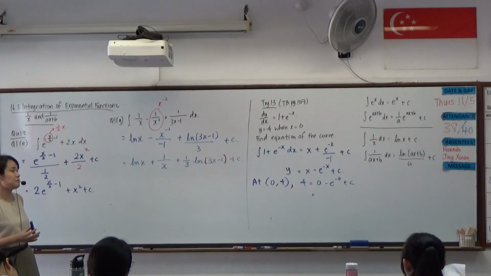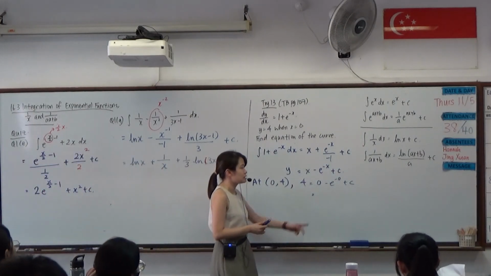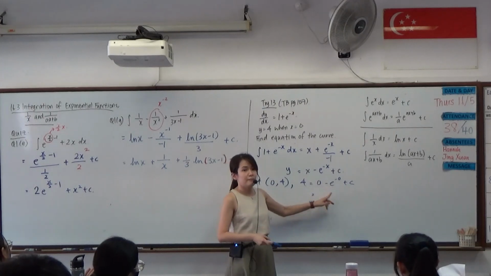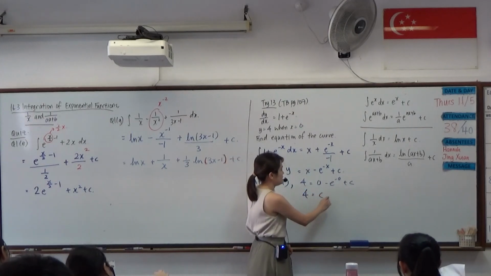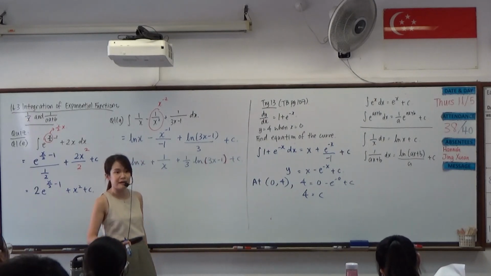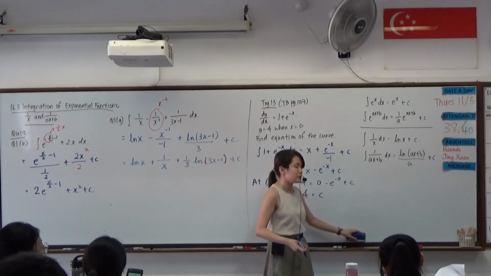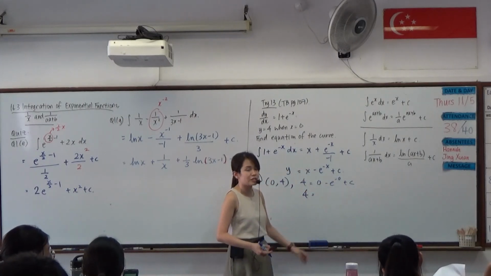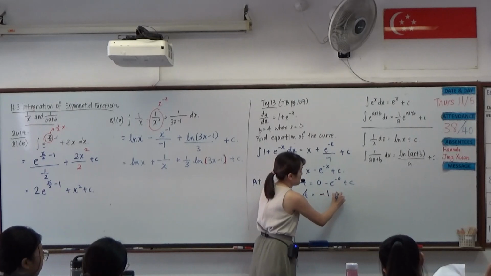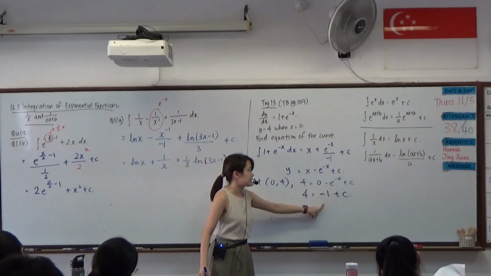Typically, some people like to do mental calculation, and then they start thinking that e to the power of 0 is 0 as well. Then people tend to think that 4 equals c. That's a very common mistake for people who like to calculate fast without using a calculator. That's not correct, because we need to remember that e to the power of 0 is actually 1. So it's minus 1 plus c. So do be very careful not to make such mistakes.